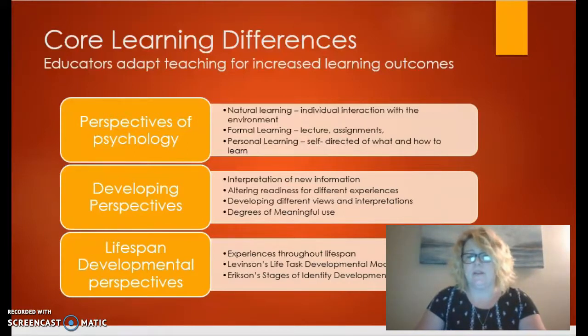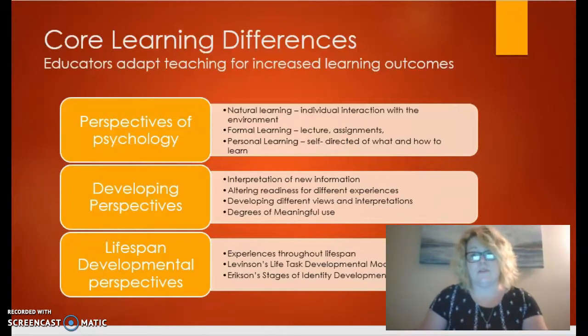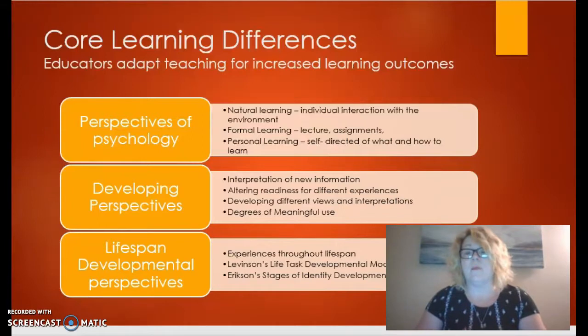The next core learning difference is that of the lifespan development perspective. It's the experiences that you have throughout your life. Levinson's life task development model is one of the ones that was presented that starts very early in life. And how Levinson believed that you become educated by developing a task one little bit at a time, whether it starts when they're babies and walking, on up to adulthood, when you're learning to actually put in perspective and put into play what you've actually learned.